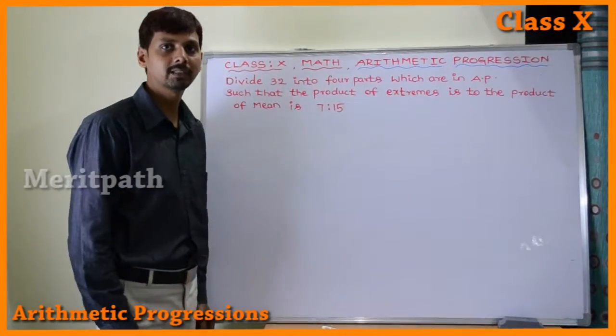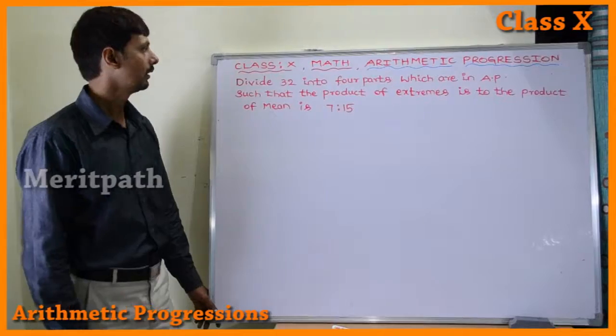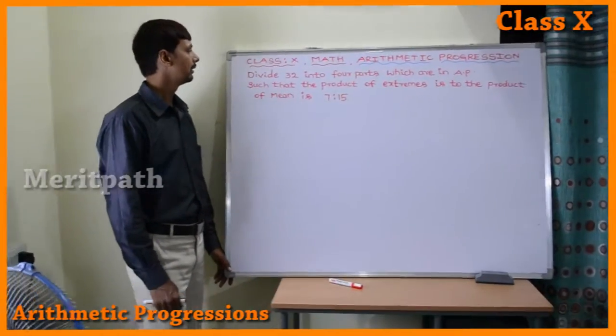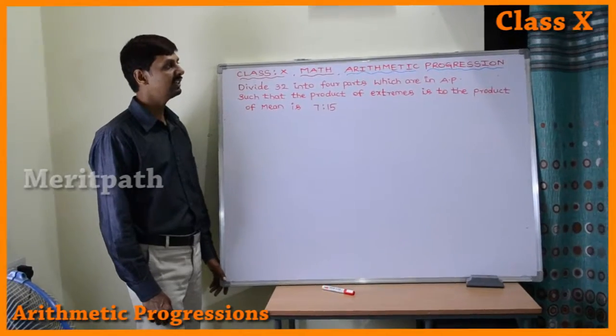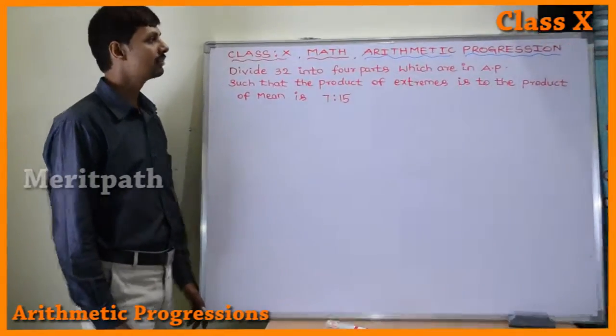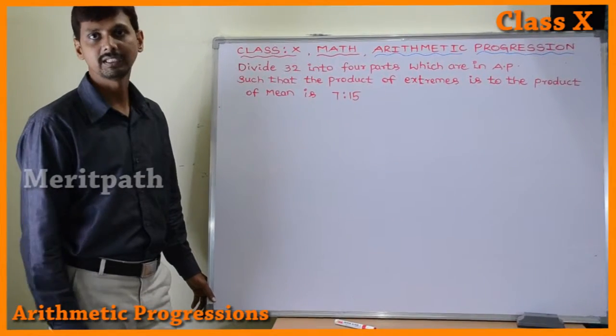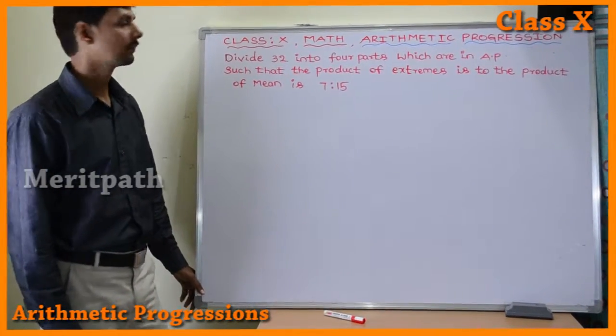Mathematics, arithmetic progression. Divide 32 into 4 parts which are in AP such that the product of extremes is to the product of means is 7:15.